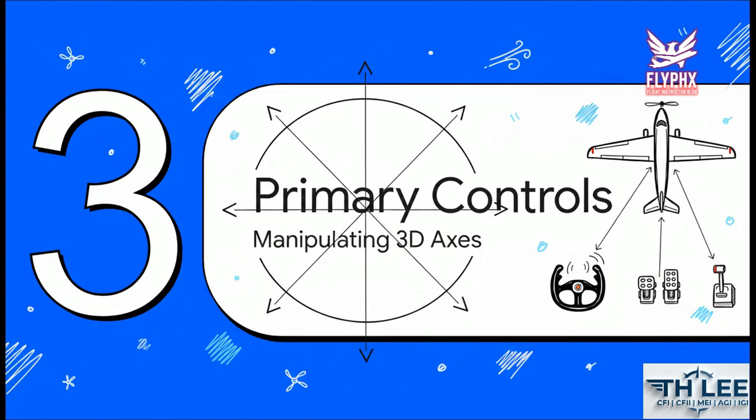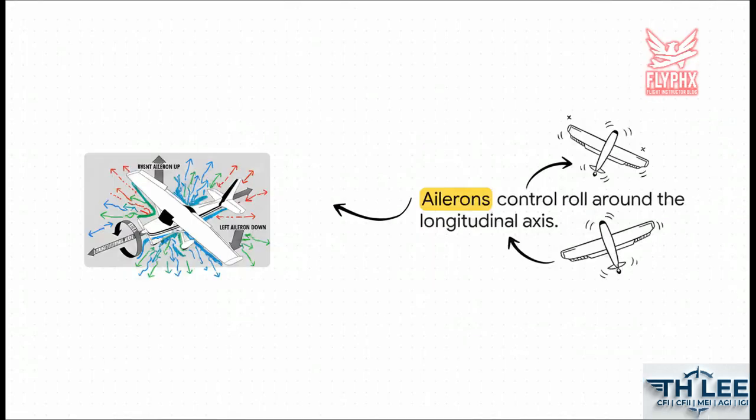Everything about primary controls. All right, so we know how the wing lifts the plane. Now it's time to look at the primary tools in the cockpit that you'll use to actually harness those forces. Let's start with ailerons. Ailerons control the roll around that longitudinal axis, from nose to tail.